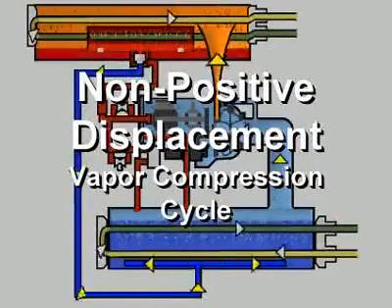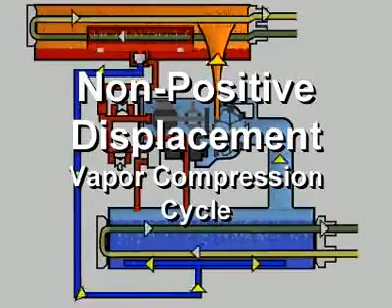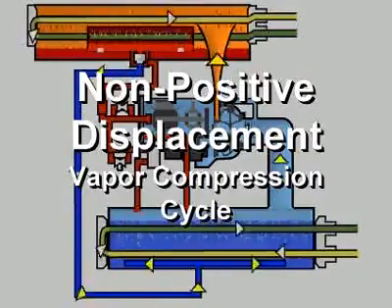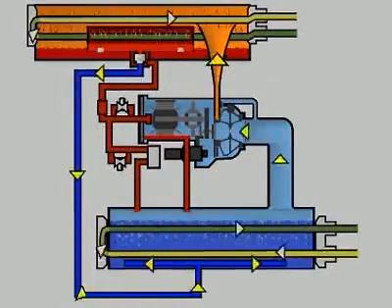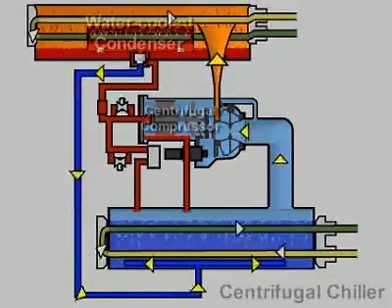The non-positive displacement vapor compression cycle has much in common with the positive displacement compressor cycle. It is used in centrifugal chillers. Let's look at a specific example, using typical temperatures and pressures for the centrifugal chillers sold currently.